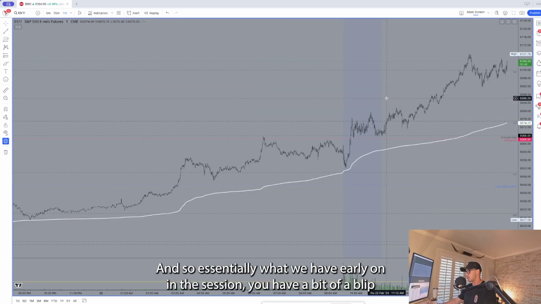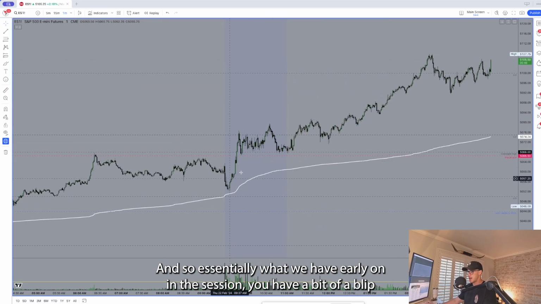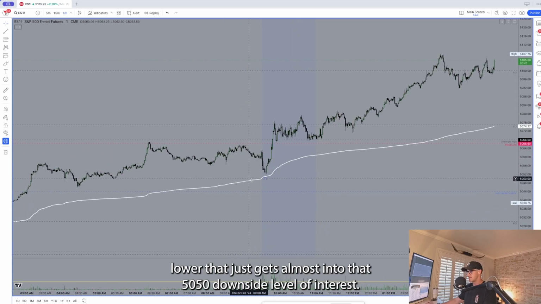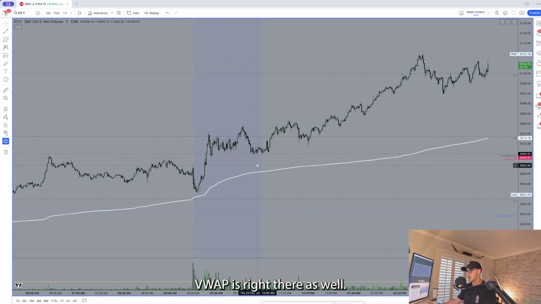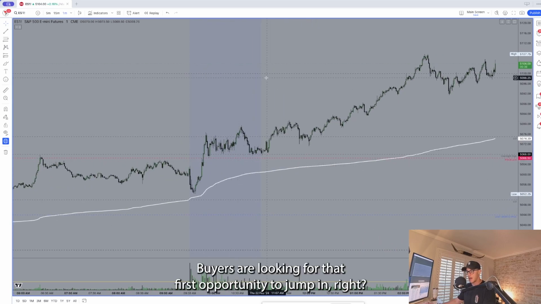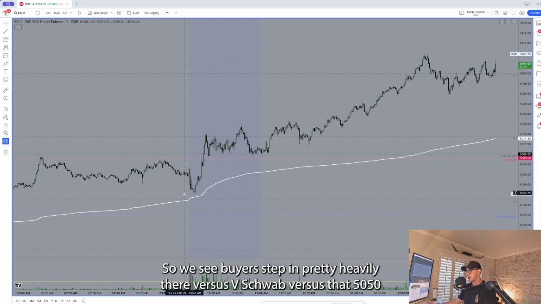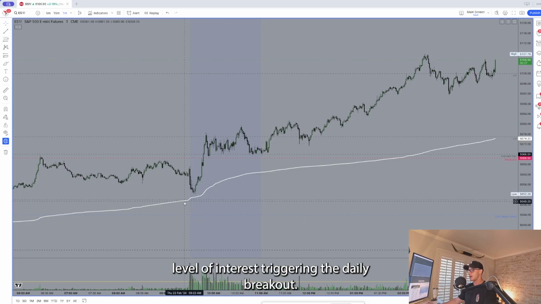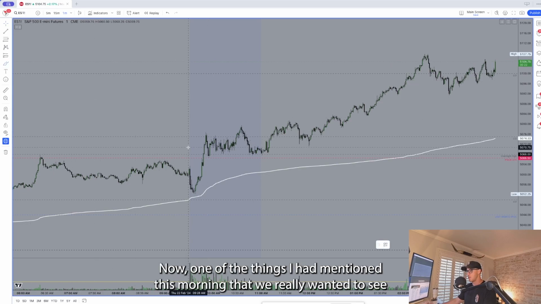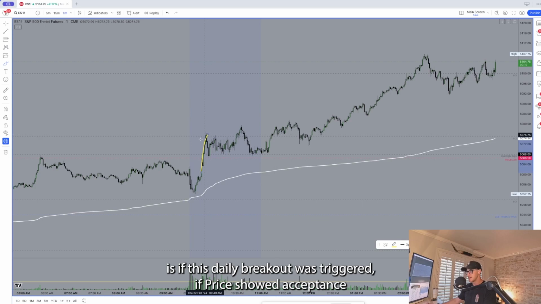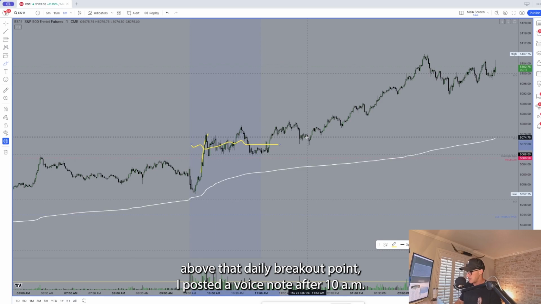And so essentially what we have early on in the sesh, you have a bit of a blip lower that just gets almost into that 50-50 downside level of interest. VWAP is right there as well. Buyers are looking for that first opportunity to jump in, right? So we see buyers step in pretty heavily there versus VWAP versus that 50-50 level of interest, triggering the daily breakout. Now, one of the things I had mentioned this morning that we really wanted to see is if this daily breakout was triggered, if price showed acceptance above that daily breakout point.